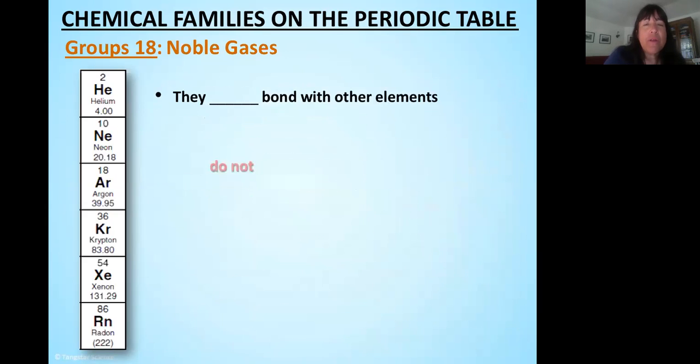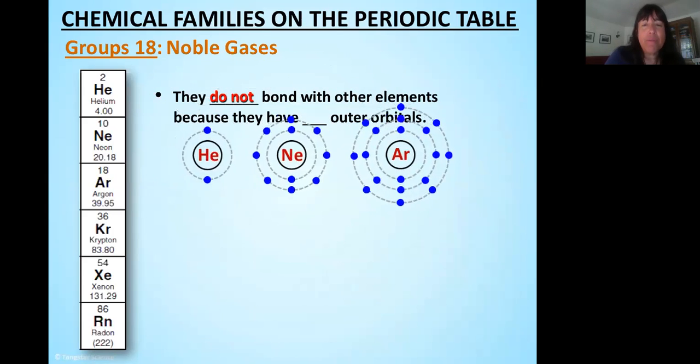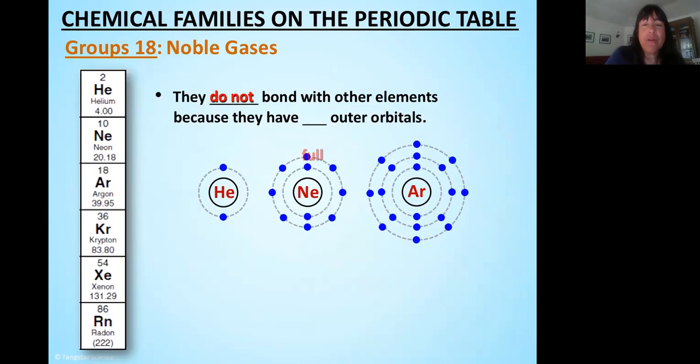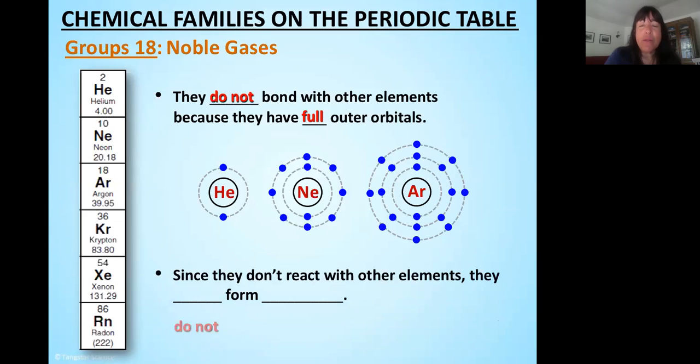Okay, so they do not bond with other elements because they have a full outer orbital. So if you look at Ar and Ne, they both have 8 electrons. And then I did say that helium, for energy level 1, 2 is a full energy level, and it's full. They don't want to add electrons. They don't want to lose electrons. They're very stable. You can see the 2 for helium, 8 for neon, 8 for argon. And since they don't react with elements, they do not form compounds.